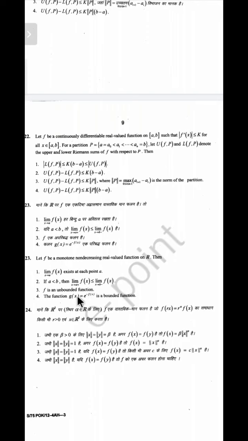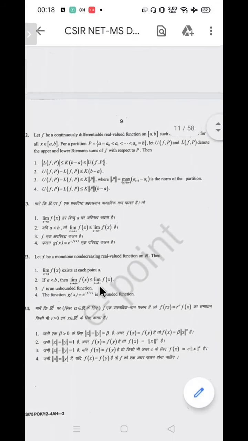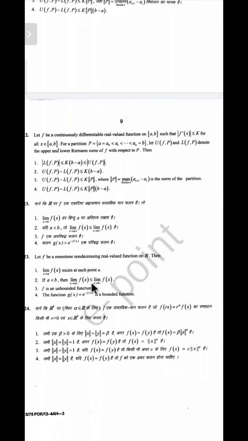f is an unbounded function. The function e raised to minus x is bounded. This is not bounded. I think option 2 is the correct one. That actually tells that the step function satisfies this, and the step function is monotonic non-decreasing. Okay.